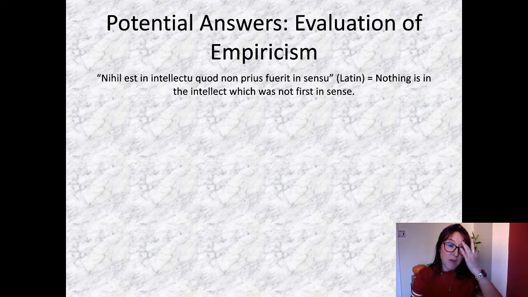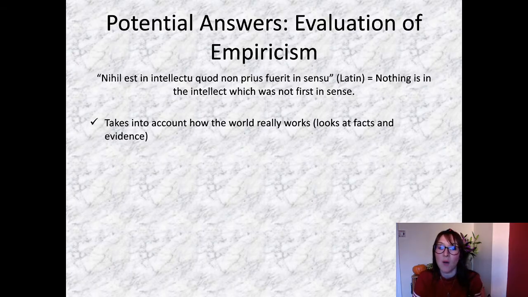Evaluation of empiricism then. We have a quote there in Latin. I am not going to read it out to you because my Latin is atrocious and it'll just be completely incorrect, but I highly, highly recommend you learn a little bit of Latin to write it in your exam. What this Latin says is nothing is in the intellect which is not first in the sense. So nihil, meaning nothing, intellectu obviously is intellect, sensu is senses. So nothing is in the intellect, in your brain, in your mind, that your senses don't tell you first. Everything starts with the senses.